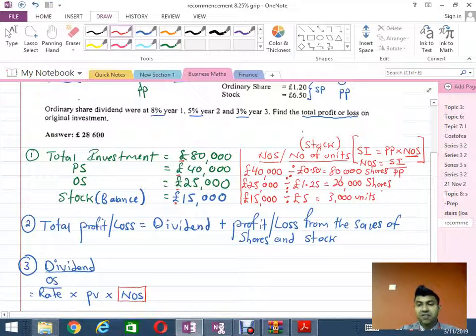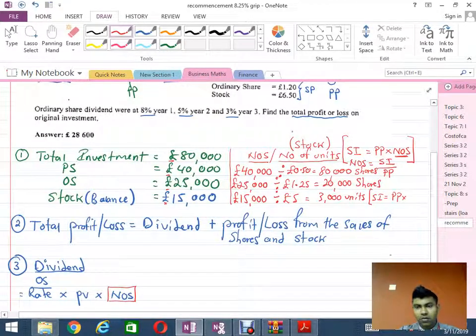This one also uses the same formula, right? SI, purchase price times what? Units. So if you want to find the units, SI divide by what? Purchase price. It's the same thing anyway.